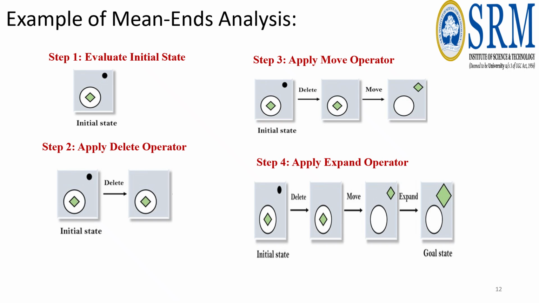The initial state has the diamond operator inside the circle, with the dot symbol at the top, and we are deleting the dot operator and moving the particular diamond operator to the top. Finally, we expand the particular diamond operator to reach the goal state from the initial state by using means-end analysis. So this is how we represent the planning problem for the blocks world problem, as well as means-end analysis, by using a planning problem, or some languages for it.